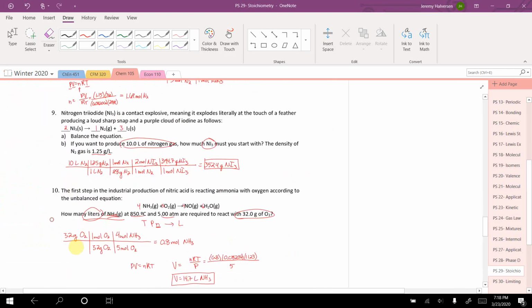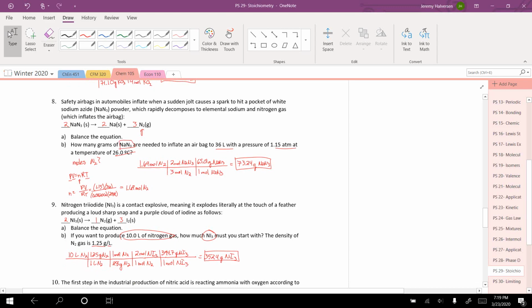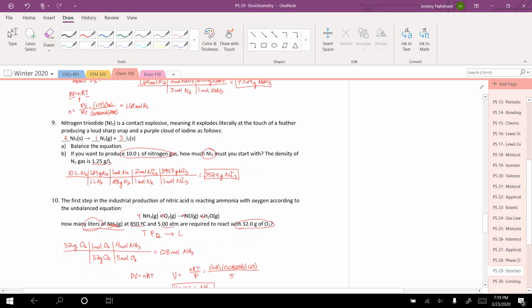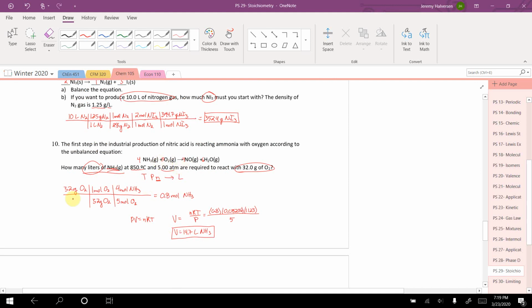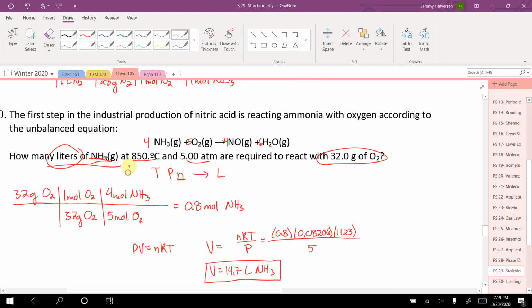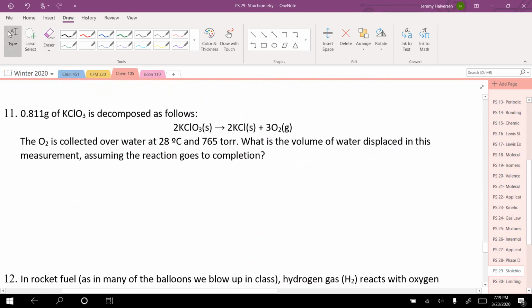Okay, so in this previous one, we used the ideal gas law to get moles, and then used those moles to do stoichiometry. Here we use stoichiometry to get moles, and then use those moles in the ideal gas law. The only new thing here is this jumping from one species to another using a balanced equation. All right, let's keep going.